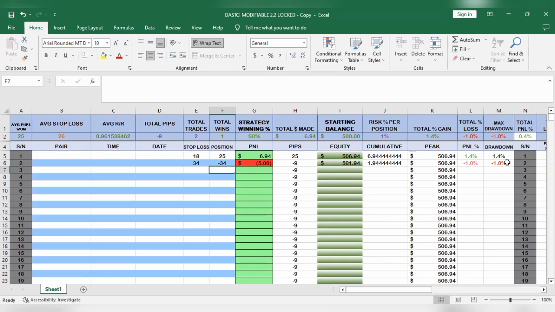So your drawdown is going to be in red, signifying the losses you made. Now, I'm going to explain why I said you should disregard this very first column. Let's say, for example, our next trade gives us a profit. Let's say our stop loss was 43 and our position was maybe 72.